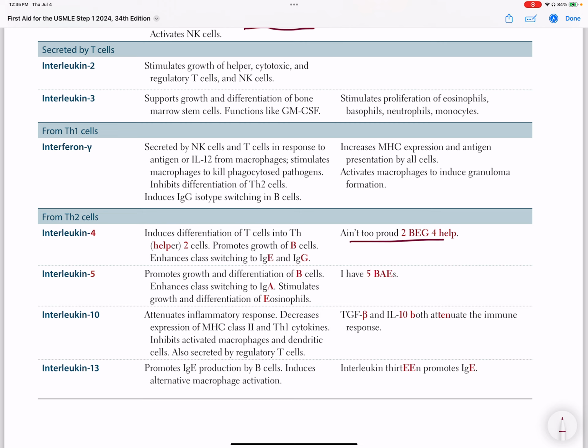Interleukin 13 promotes IgE production by B cells, induces alternative macrophage activation.